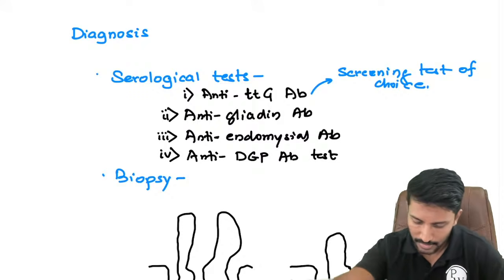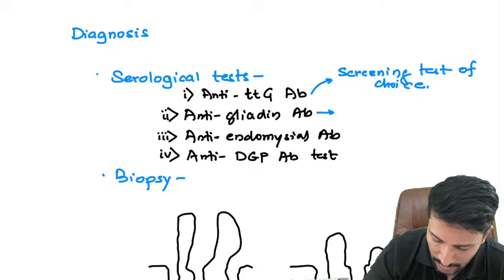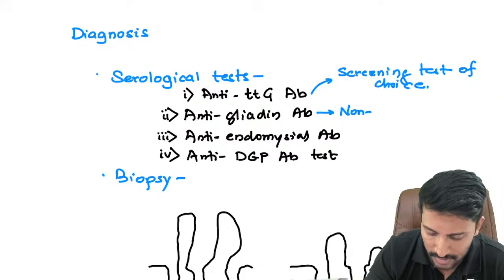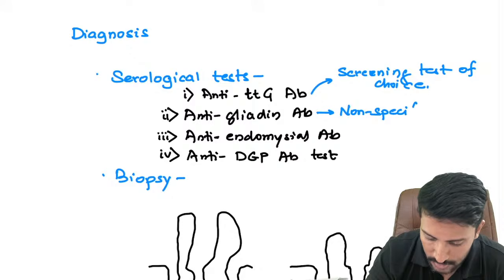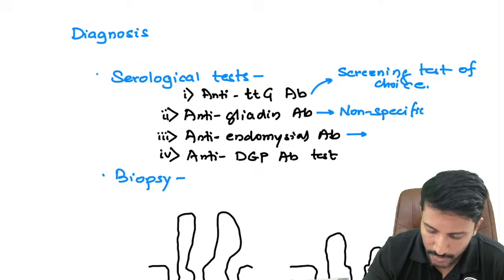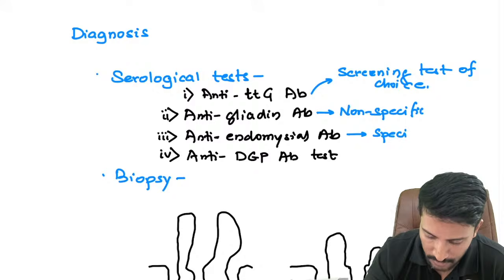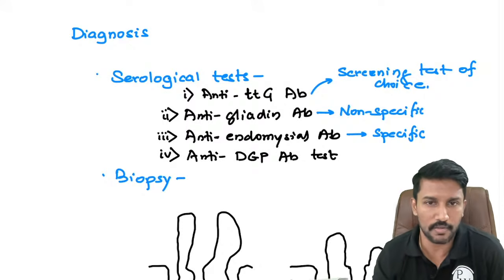Anti-TTG is the screening test of choice. Anti-gliadin antibody is non-specific, right? Anti-endomysial antibody is specific, the most specific antibody that we have.